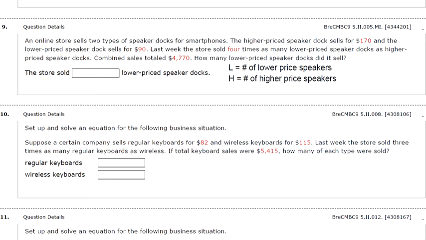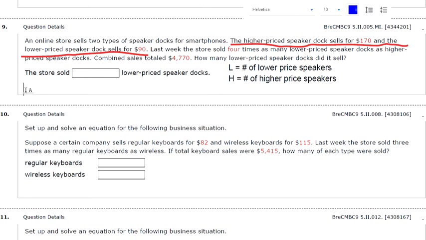So let's check out this equation here. This sentence. The higher-priced speaker docks sell for $170, and the lower-priced speaker docks sell for $90. So we can make an equation based on that information. It's $170 for the higher price speaker docks. I'll change it to red here. And that's $90 for the lower price speaker docks. And that should all equal $4,770, because if you add up the money you made from the higher price speaker docks plus the money you made from the lower price speaker docks, that should make $4,770, like they said at the end there.